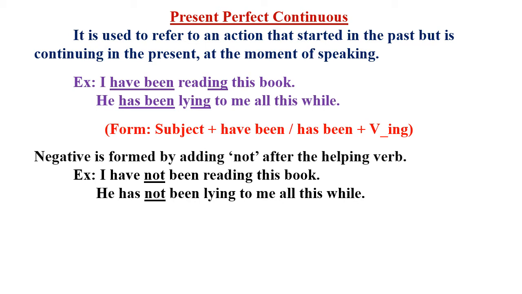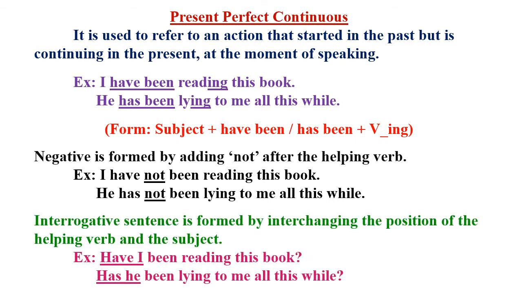To form a negative sentence in present perfect continuous, simply add the word not after the helping verb have or has. I have been reading becomes I have not been reading. He has been lying to me becomes he has not been lying to me. And to frame an interrogative sentence, that means a sentence asking a question, simply interchange the helping verb have or has and the subject. I have been reading this book. Have I been reading this book? He has been lying to me. Has he been lying to me?